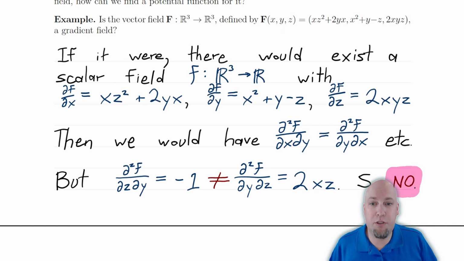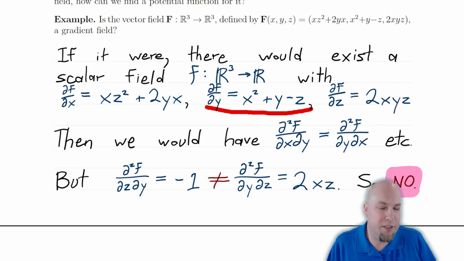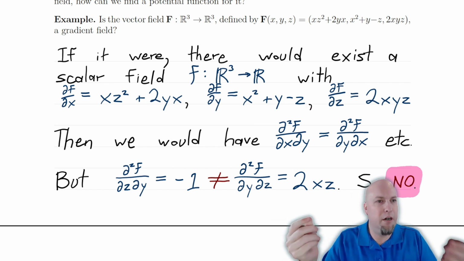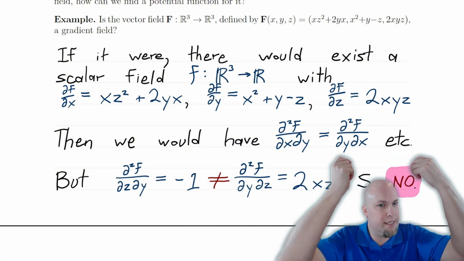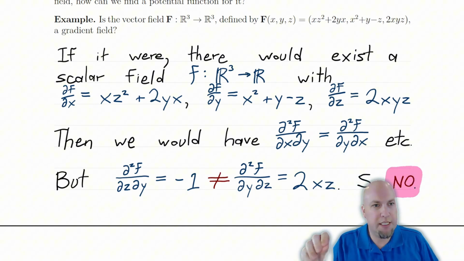It actually is true for this very first one, for the y of the x and the x of the y. In both cases, you're just going to get 2x. If I do the y partial of this, I get 2x. If I do the x partial of this, I get 2x. Yay! But that's not enough. You need all the mixed second partials to equal each other if this scalar field actually exists.